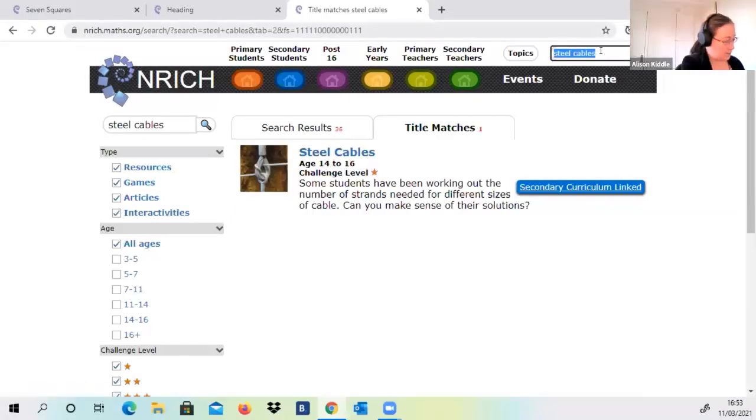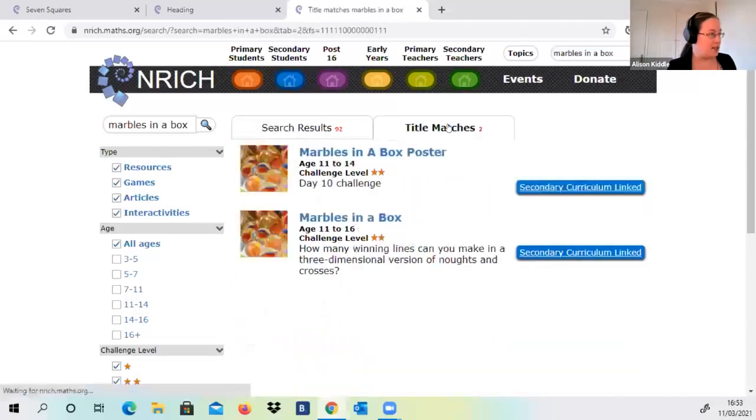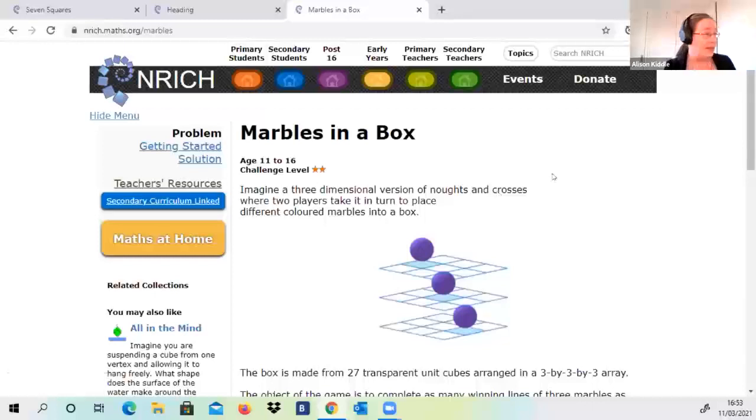You can also find the problem that I just mentioned, which is marbles in a box, and you can do the same thing, and there's a poster for that as well as a problem. But yeah, that's one quick way to get to a problem if you know what its name is.